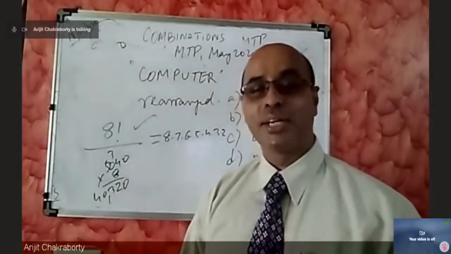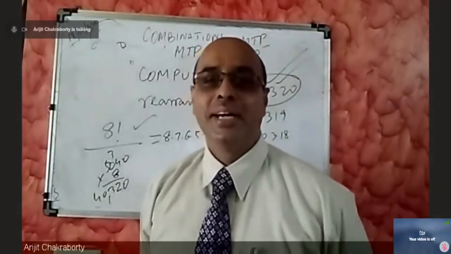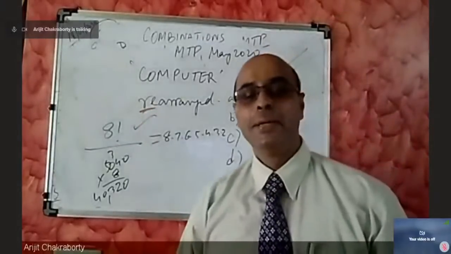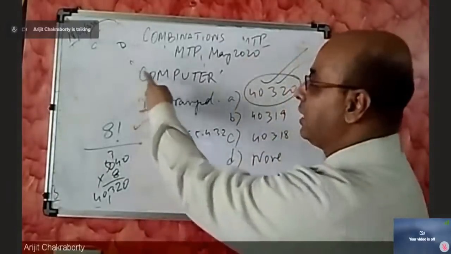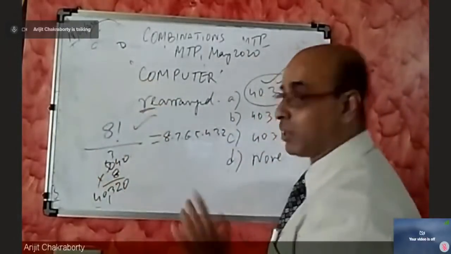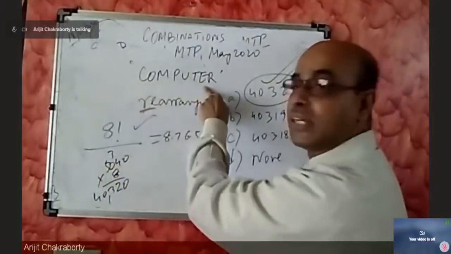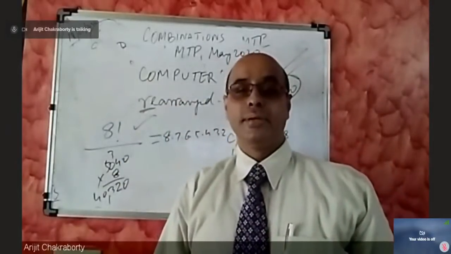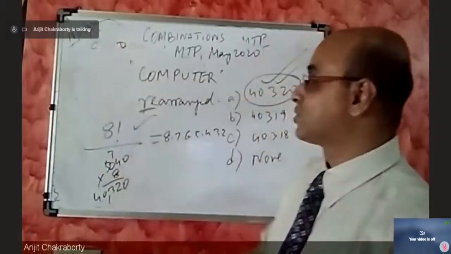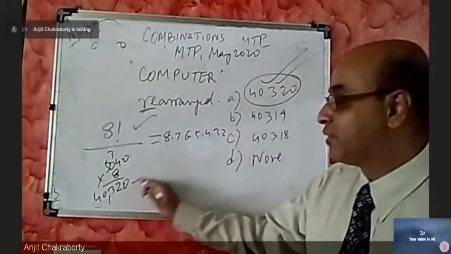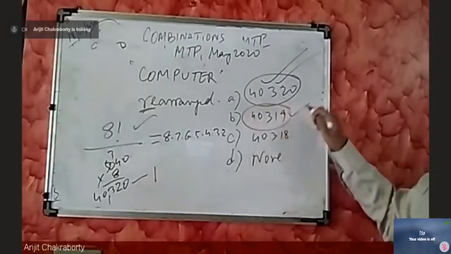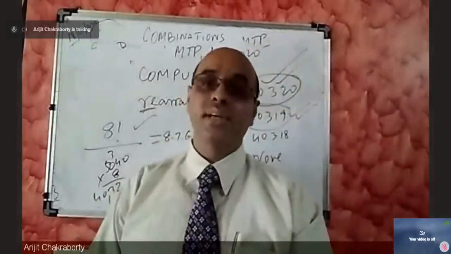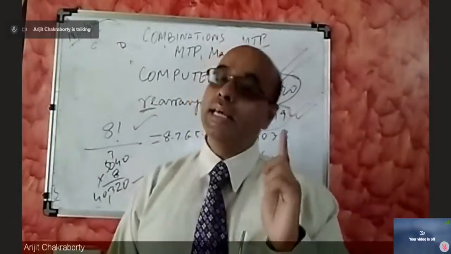You will be wondering, what is sir doing? It is the wrong answer, because the question, I have written clearly, says rearranged. If it was only arranged, then okay. But rearranged means this is already one arrangement done. So, how many other arrangements can you do, excluding this? So the answer is not this, but this minus 1. That means this will be the answer: 40,319.